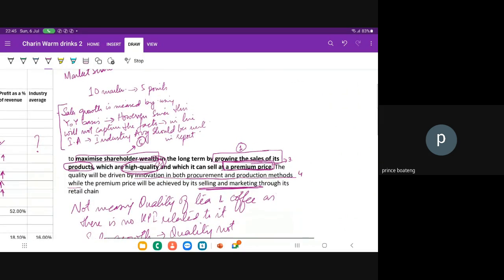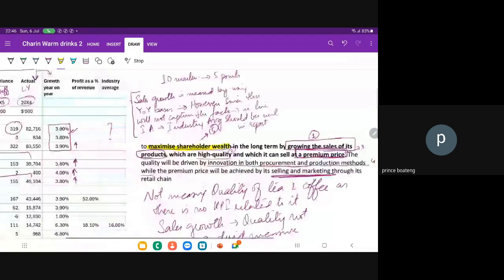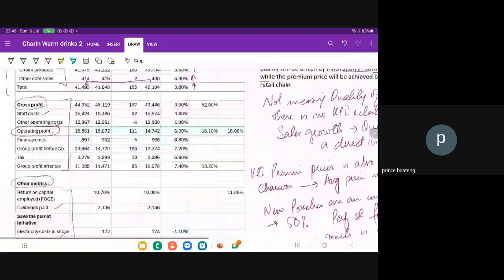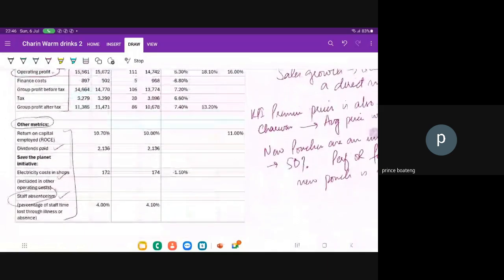And the one last thing is the maximization of shareholder wealth. Right? This is an important piece of information, maximization of shareholder wealth, right? Now, for shareholders, what they are measuring is return on capital employed, right?